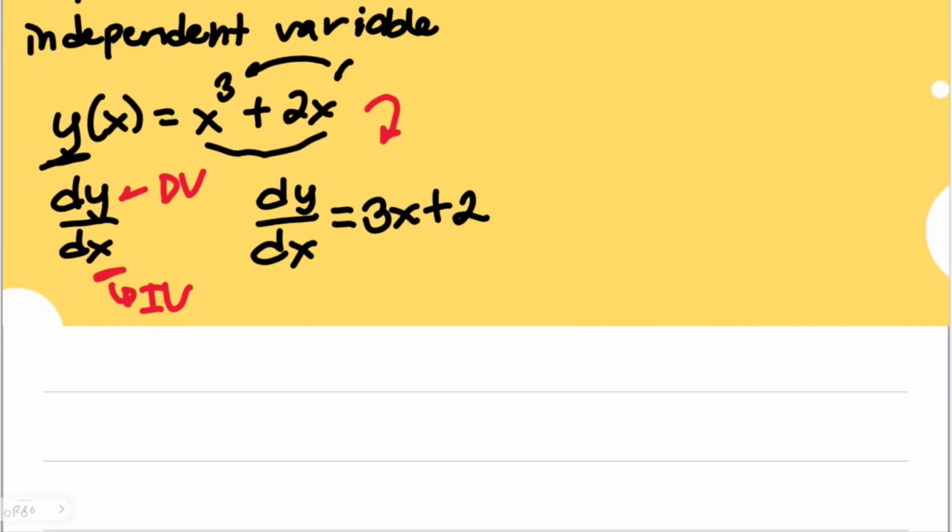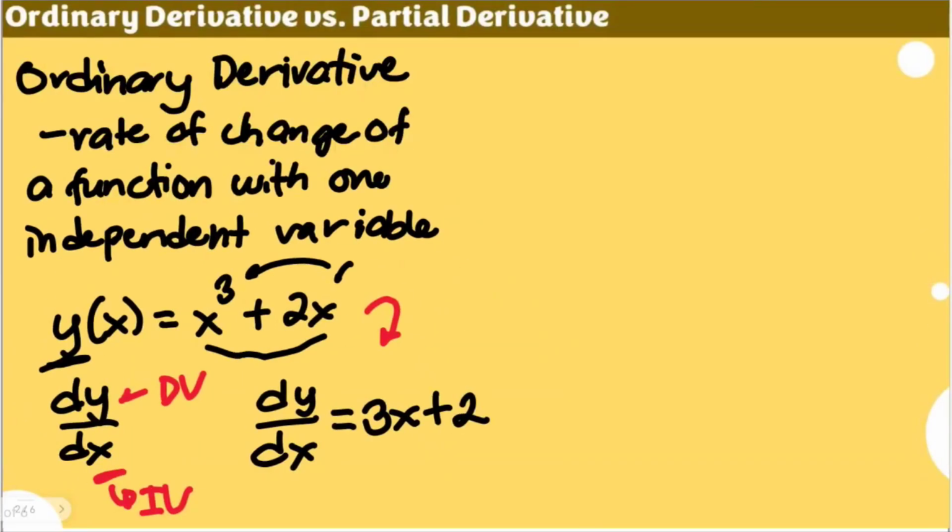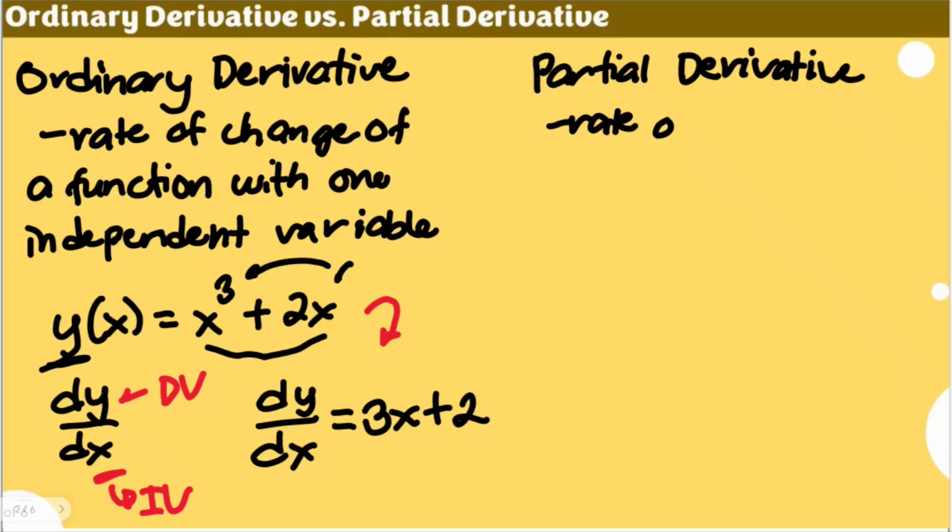You can even solve for the second order derivative of that. And this is still considered as an ordinary derivative because you are just having one, a singular independent variable here. So you're going to treat your y again as your function or your dependent variable and get its second order derivative.